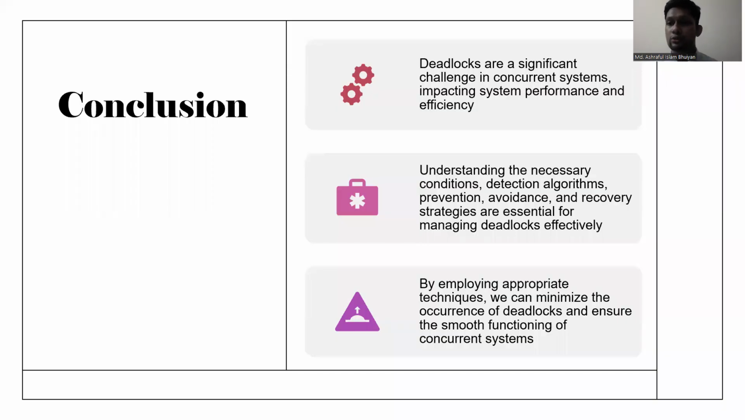And the last topic is the conclusion. Deadlocks are a significant challenge in computer systems, impacting system performance and efficiency. Understanding the necessary conditions, detection algorithms, prevention, avoidance, and recovery strategies are essential for managing deadlock effectively. By employing appropriate techniques, we can minimize the occurrence of deadlock and ensure the smooth functioning of the system.